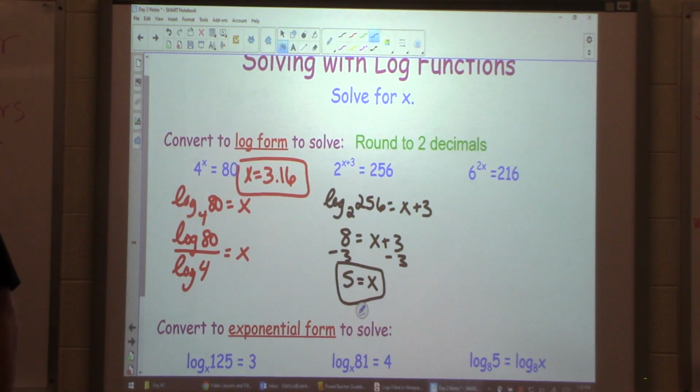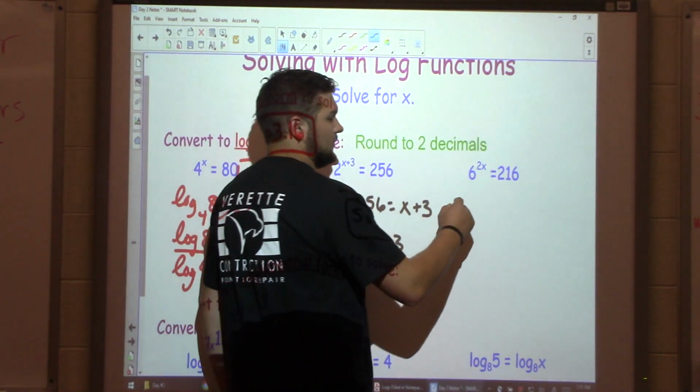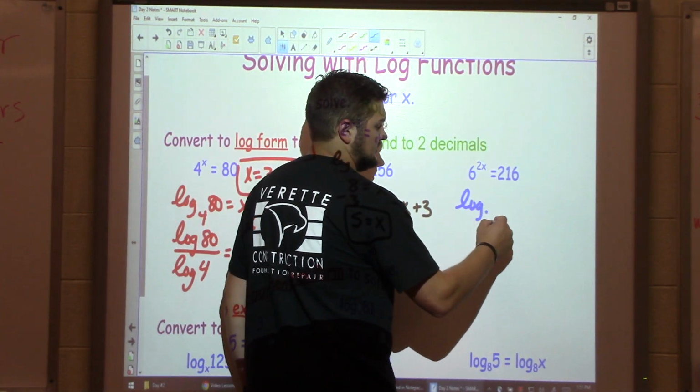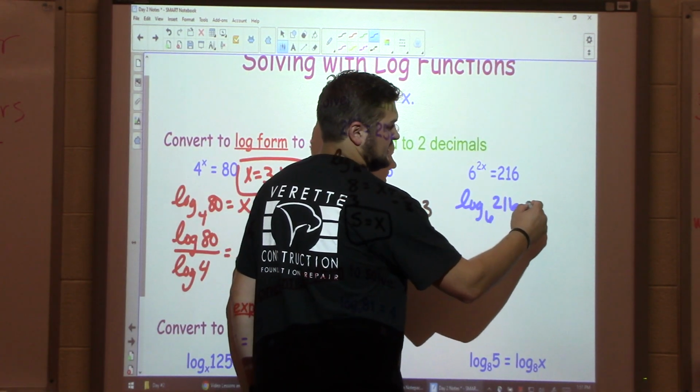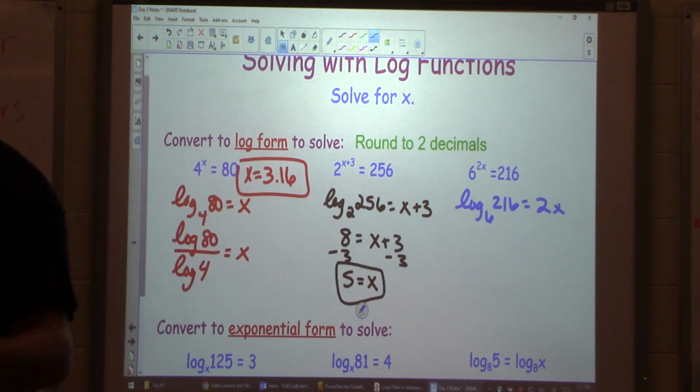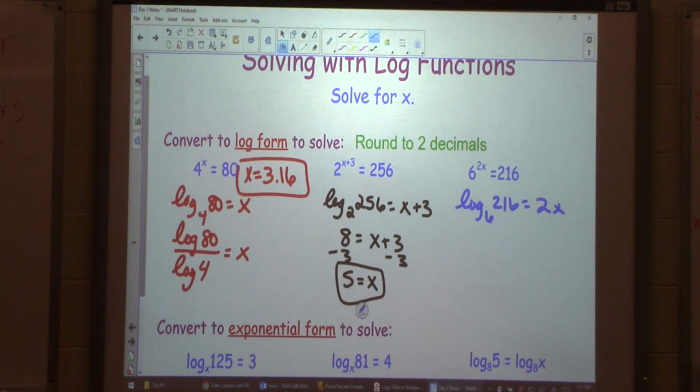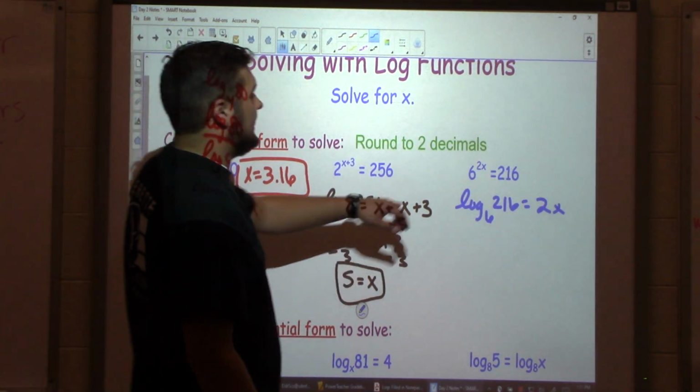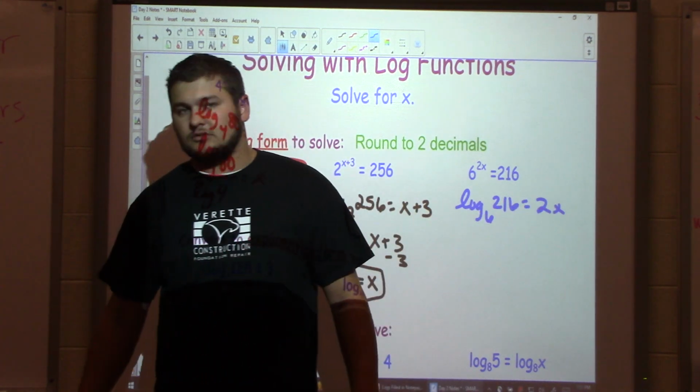Alright, last one like this. 6 to the 2x power equals 216. Switch to log form. Log base 6 of 216 equals 2x. Switch it to your log form. Base of my exponent becomes base of my log. What my exponential equals is what I'm going to take the log of. And my exponent becomes what my log equals.